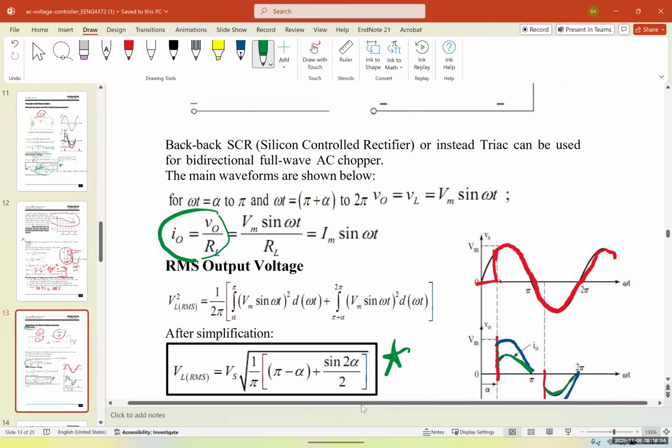Now, for this, let's put alpha equal to 0. What happens to the VL RMS if alpha is equal to 0? And by the way, we would assume we don't have any loss in the system. So alpha equal to 0 means we start from 0. So we don't cut anything from the input. Therefore, VL would be equal to what?